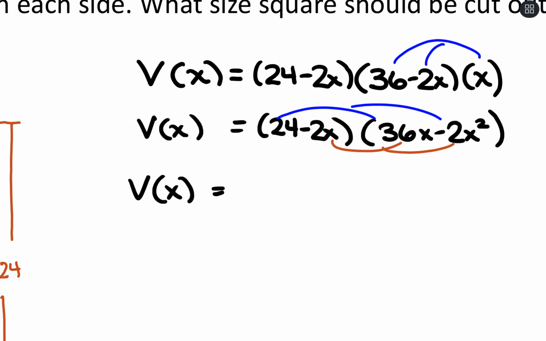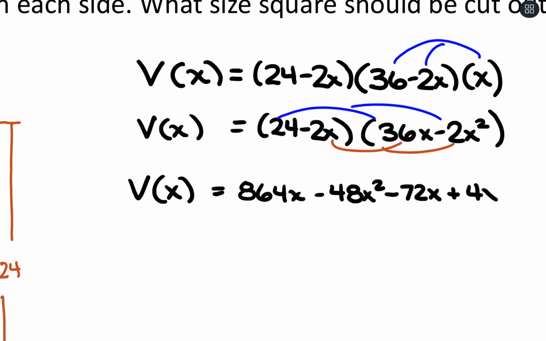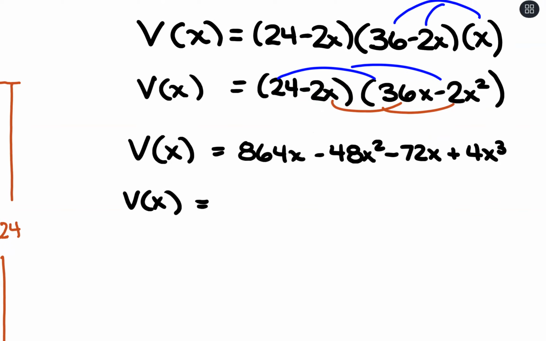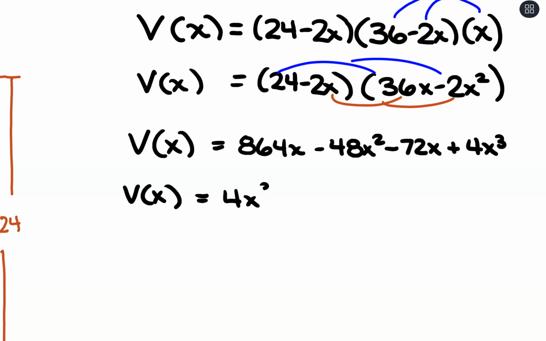Nope. One second. 24 times 36, yeah, 864x, minus 48x squared, minus 72x, plus 4x cubed. Okay, so our volume is coming from 4x cubed minus 48x squared, and then let's see, 864 minus 72 for a 792x.